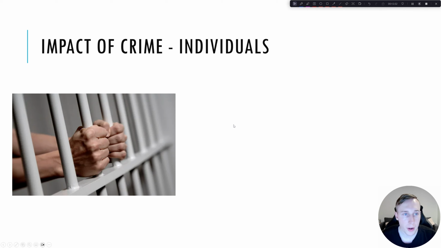So for the impact of crime, you need to know the impact on both individuals and also the crime impact on society. You can really talk about anything here. I'm just going to give you some examples, but it would obviously depend on what type of case study example you get, and talking about how that particular crime has caused an impact.